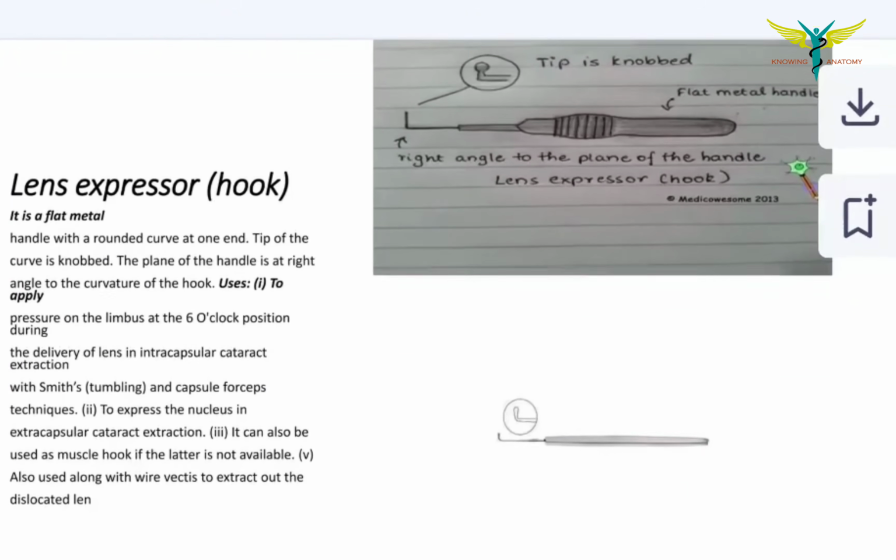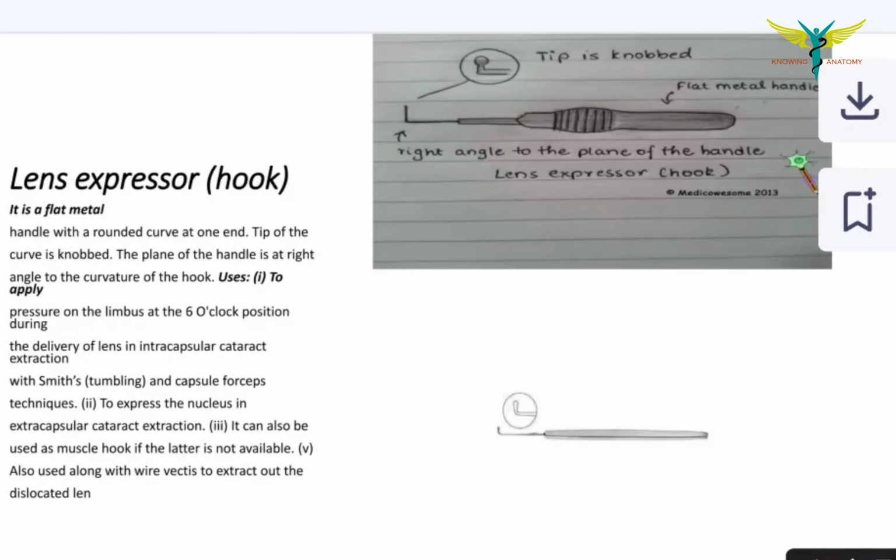So this is a lens expressor. It is a flat metal handled instrument with a rounded curve at the end. The tip of the curve is knobbed. The plane of the handle is at right angle. It is used to apply pressure at the limbus, that is the 6 o'clock position, during the delivery of lens in the intracapsular cataract extraction, and to express the nucleus in the extracapsular cataract extraction. It can also be used as a muscle hook, and also used with wire vectis to extract the dislocated lens.